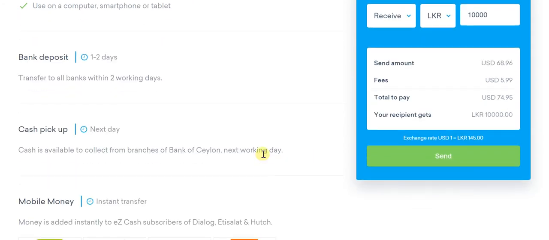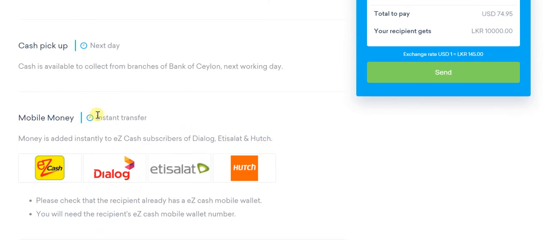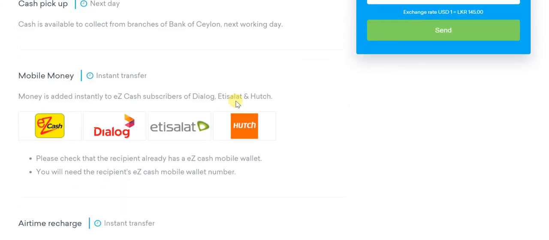And when it comes to mobile money, the transfer is instant. So there's absolutely no time lag. Say you've completed the transfer now, and maybe in the next 5 minutes, the recipient in Sri Lanka would have the money transferred. And money is added instantly to Easy Cash subscribers of Dialog, Etisalat, and Hutch.